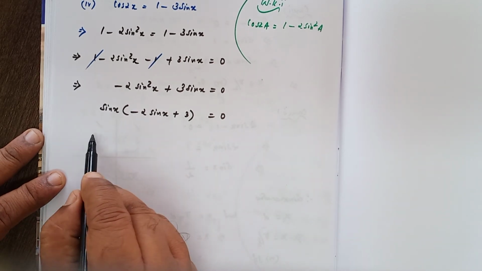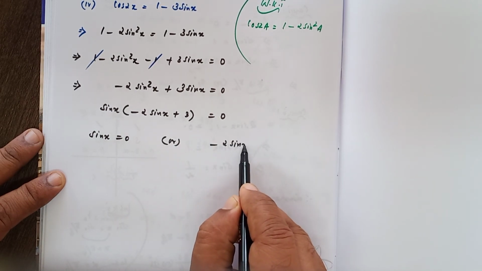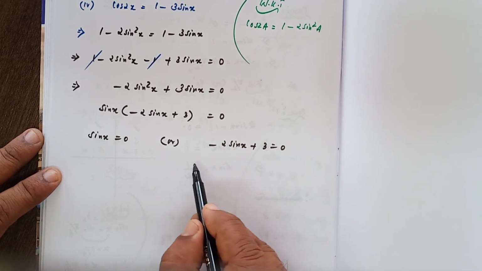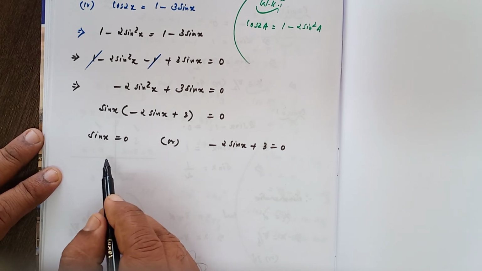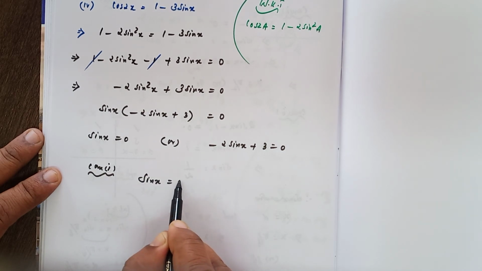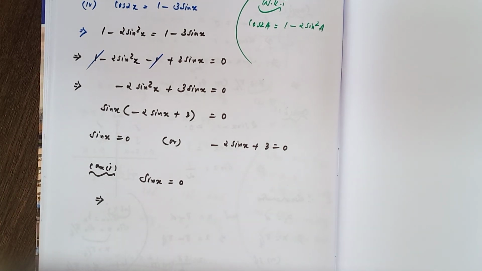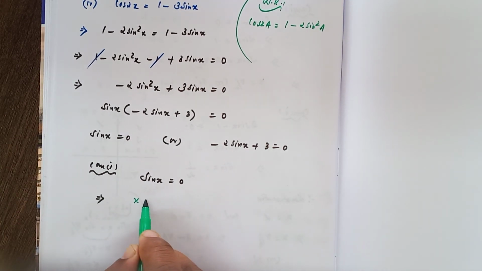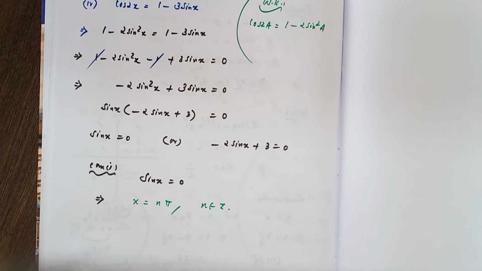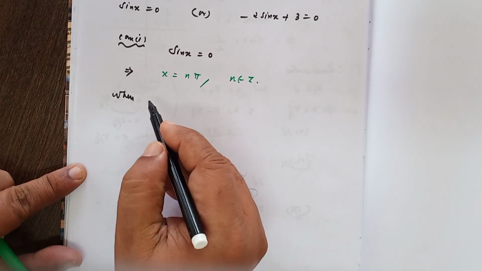Therefore, sin x is equal to 0 or minus 2 sin x plus 3 is equal to 0. Now case 1 and case 2. Case 1: sin x is equal to 0. That's a general solution, you know very well. x is equal to n pi, where n belongs to the set of all integers. Here we can consider n equals 0 and 1 only, as I already told you in the first subdivision.